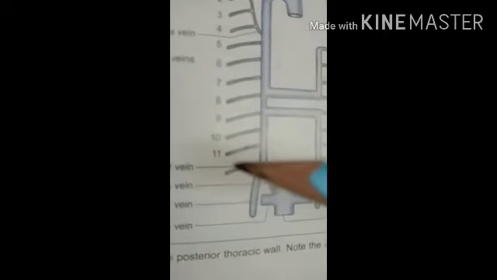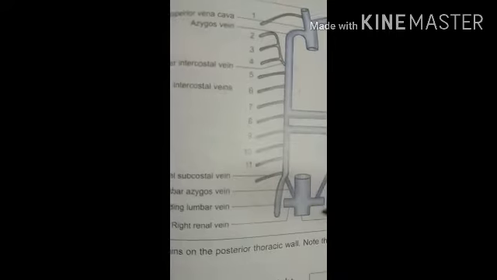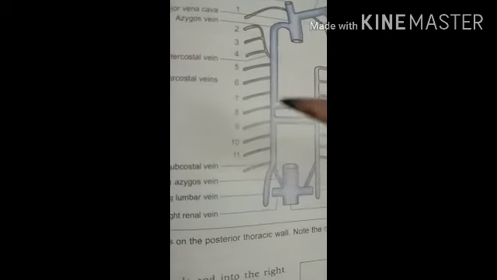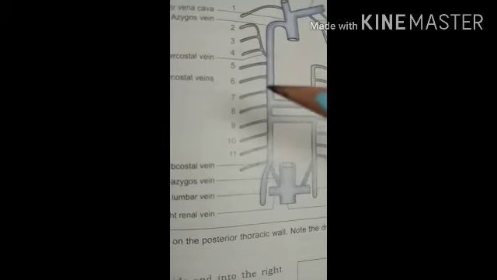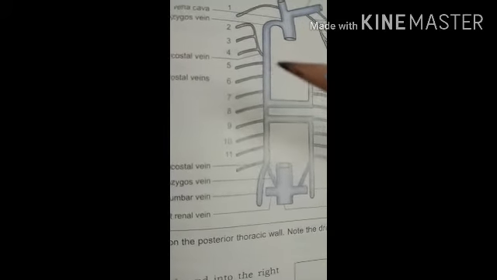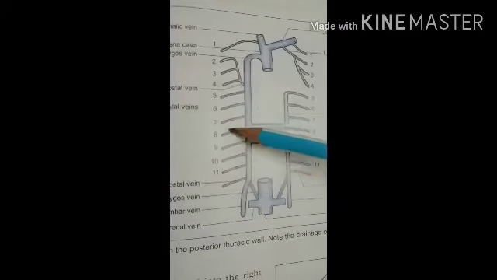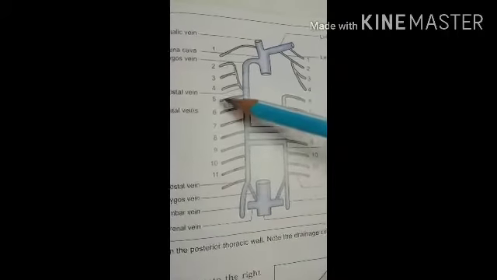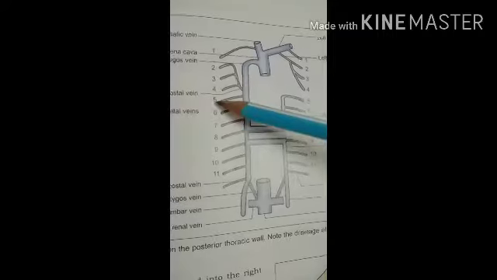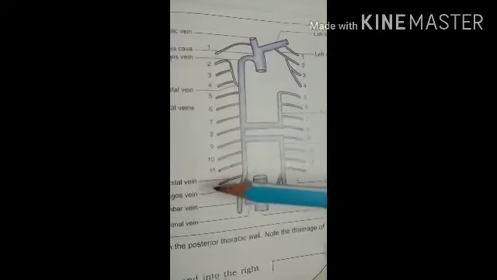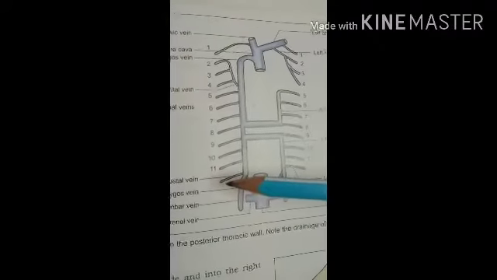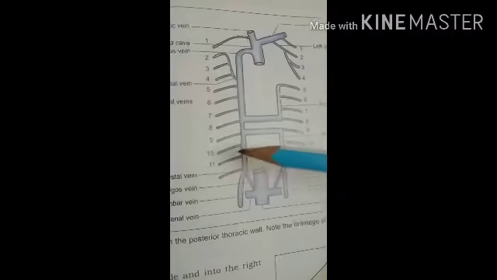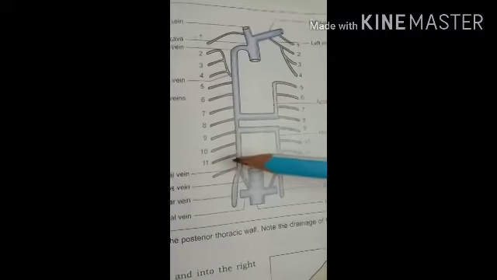Then the tributaries which are included in forming the azygos vein. First, the lower seven right posterior intercostal veins. Here you can see the lower seven: 11, 10, 9, 8, 7, 6th, 5th. So these are the lower seven posterior intercostal veins.